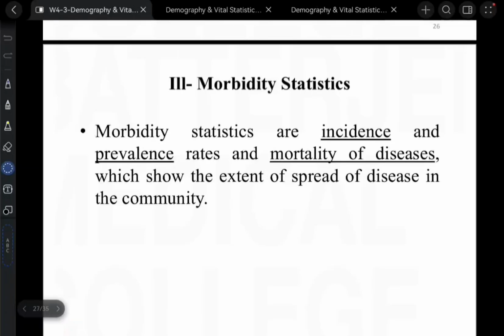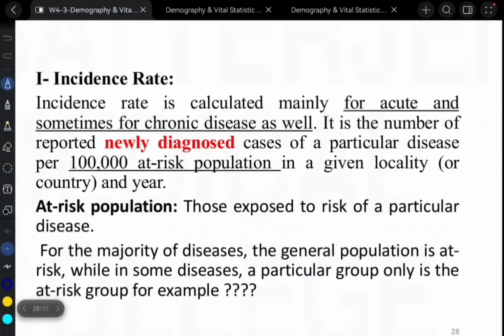Now, morbidity statistics. Morbidity are the incidence and prevalence rates of disease, which show the extent of spread of disease in the community. So here we're not talking about death per se, we're talking about the disease itself, how many deaths it causes, how much is the prevalence, incidence, all that stuff. Okay, so now we move to the incidence rate.